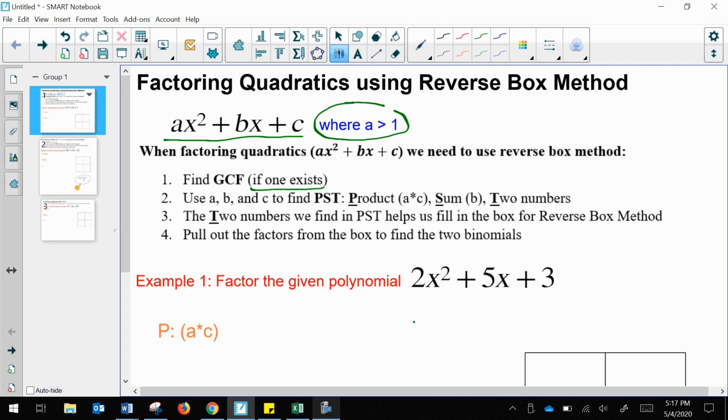Second step, we're going to use a, b, and c from our quadratic equation to find PST, which stands for product, sum, and two numbers. The two numbers we find in PST help us fill in the box for the reverse box method. Then from there, we're going to pull out the factors from the box to find the two binomials.